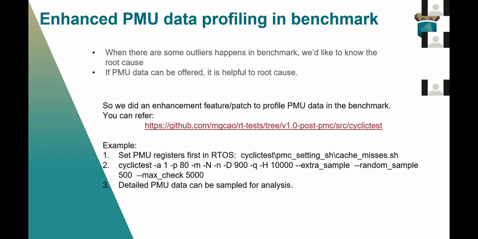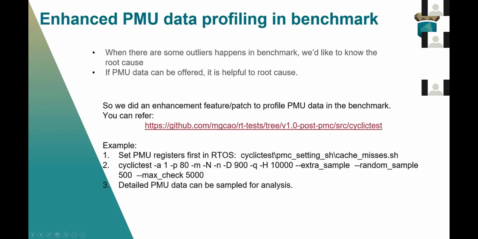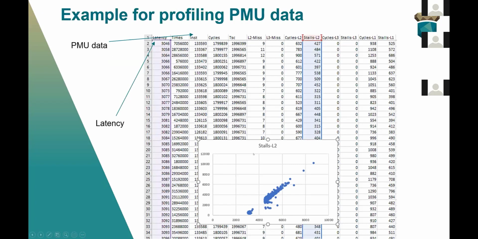Actually, there are some other tools like perf. They can catch the PMU data, but they just have statistical data, not so detailed for each outlier. So this is different from perf and other tools. Yeah, it's open source. If you need it, you can check it. Actually, it can also be used in the native environment.